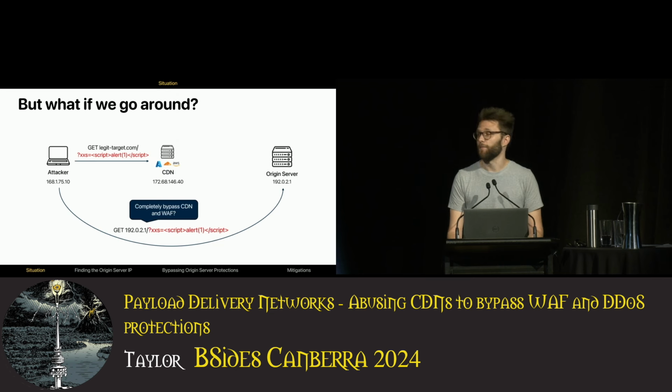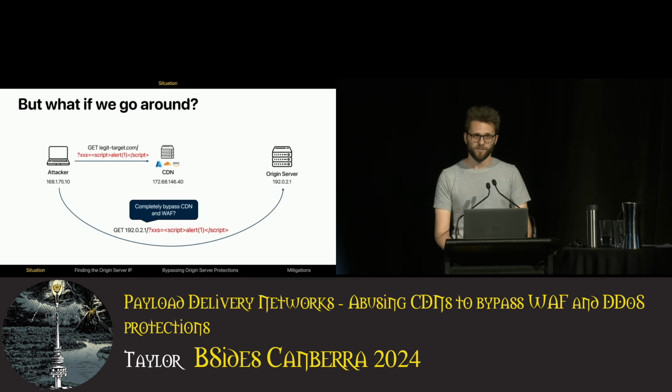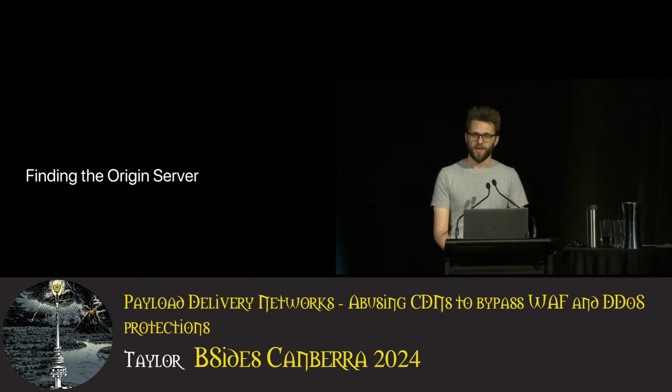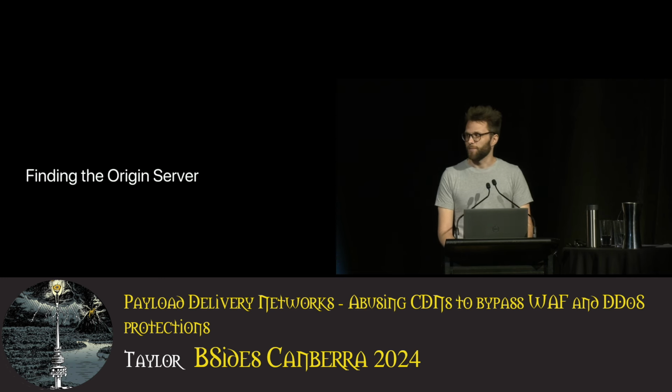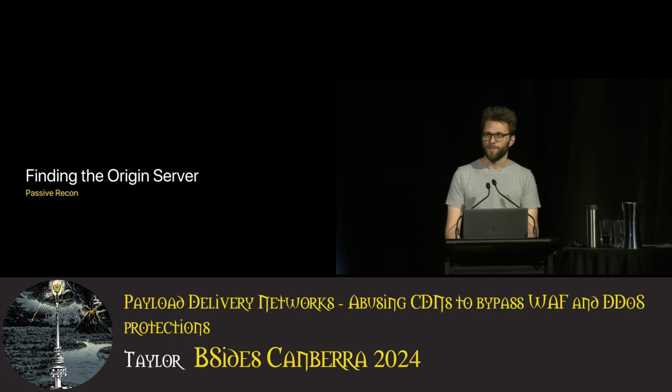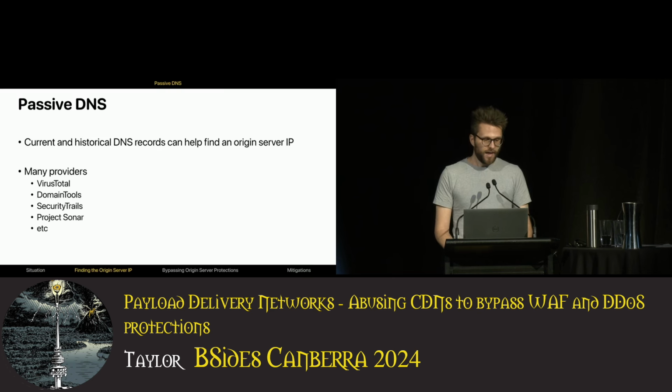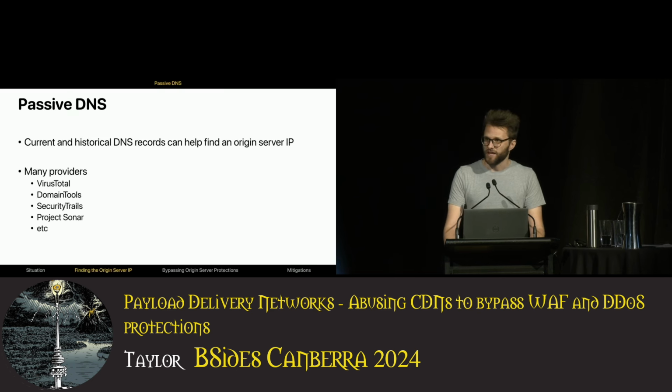Instead, we're going to consider when we go completely around, bypass it by accessing the origin server directly. So before we do that, we need to work out what the origin server IP is, and there's luckily, for the attacker anyway, a large number of techniques to find this. So we'll look first at a bunch of passive recon and basically how much you can Google. The first technique is with passive DNS. So this is current and historical DNS records that help us find the origin server.